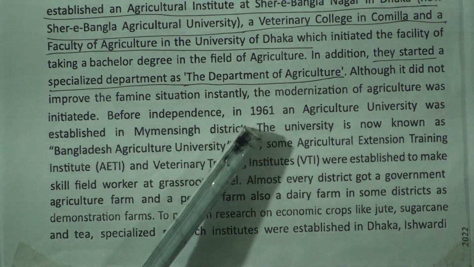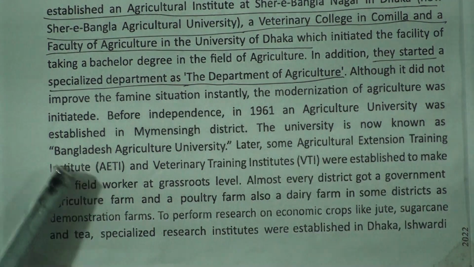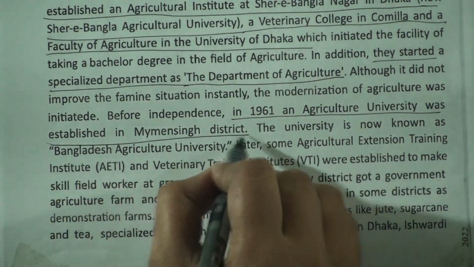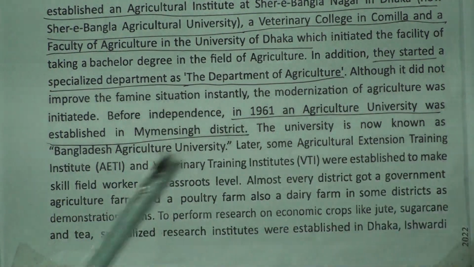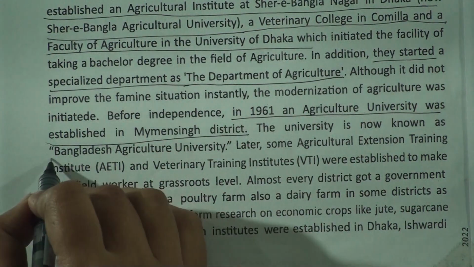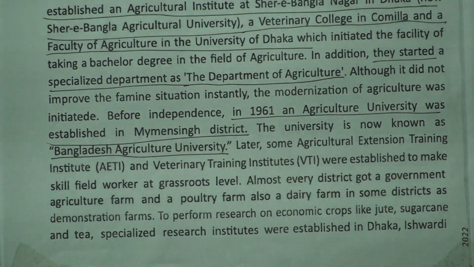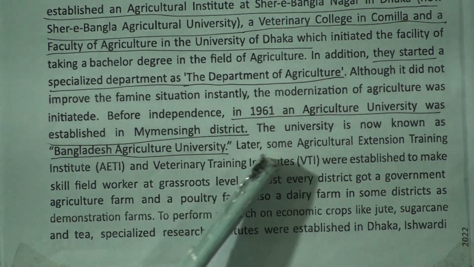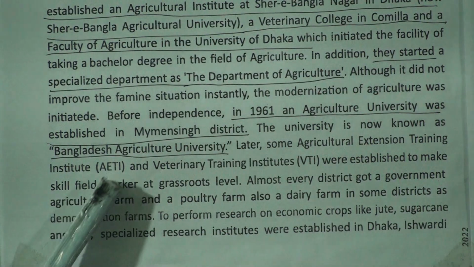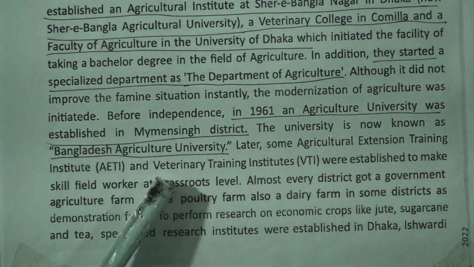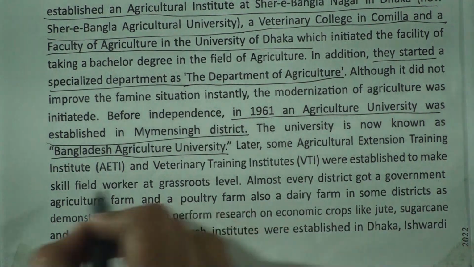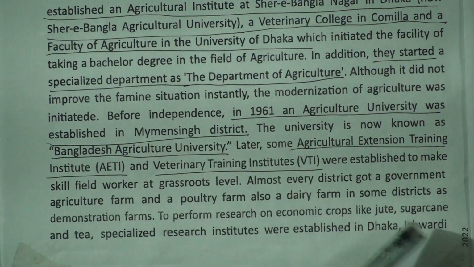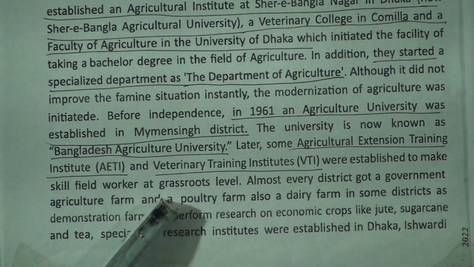Before independence in 1961, an agriculture university was established in Mymensingh district. The university is now known as Bangladesh Agriculture University. So one and only Bangladesh Agriculture University is in Mymensingh. Later, some agricultural extension training institutions like AETI and veterinary training institutions like VTI were established to make skilled field workers at grassroots level. So you will know the short forms.